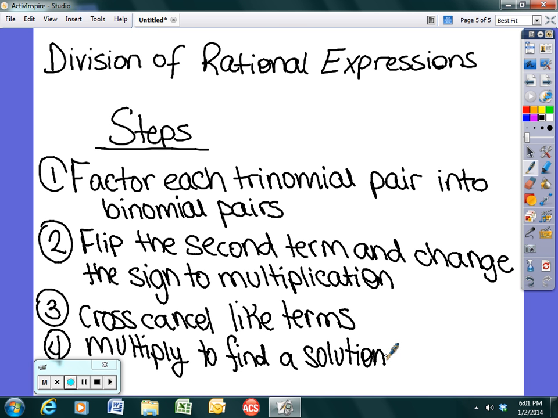Step 1, factor each trinomial pair into binomial pairs. Step 2, flip the second term and change the sign to multiplication. Step 3, cross cancel like terms. And step 4, multiply to find the solution. Let's do some examples.